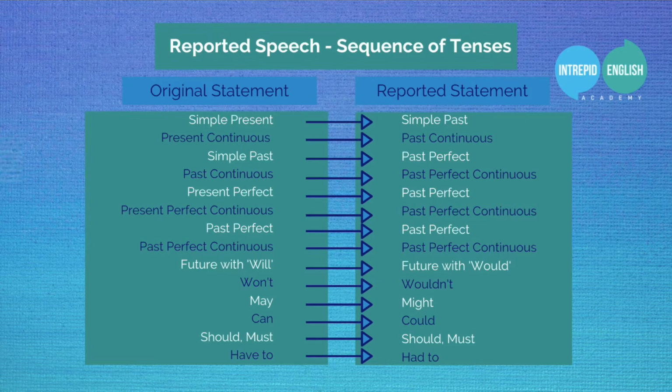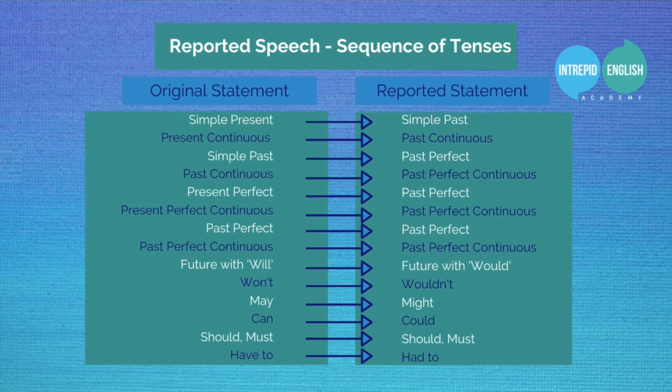The future with will turns to the future with would. Okay, so will becomes would. Won't, the negative future, becomes wouldn't. May becomes might, can becomes could, should and must stay the same. But have to turns to had to.